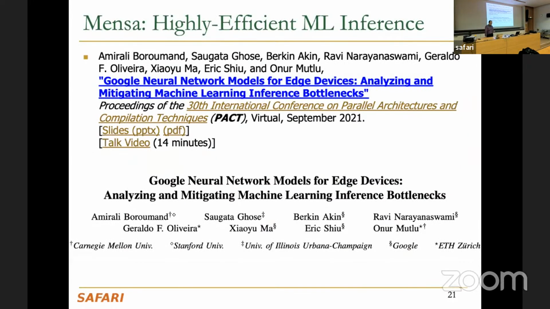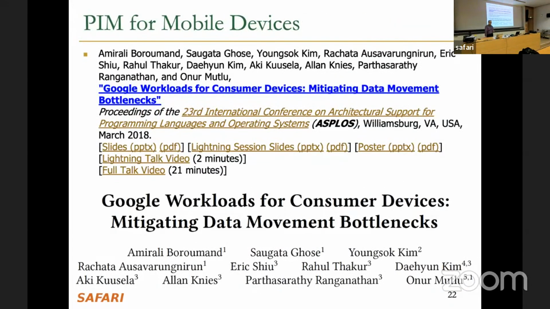So yeah, that's Mensa. If you want to learn more about it, you can check the paper. We also look into Google workloads for consumer devices. This was one of the earliest works that we have done for mobile devices, and we show that around 60% of the energy of the system is consumed only for moving data. We studied different mobile consumer workloads like Chrome web browsing, as well as video playback. And then we use processing in memory systems in order to reduce the cost and energy consumption for them.